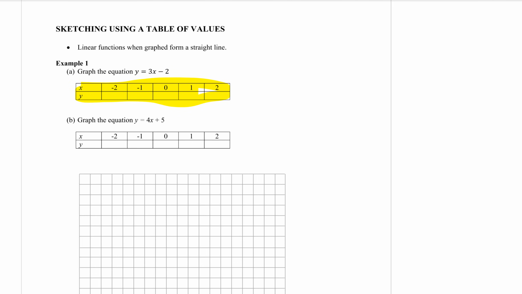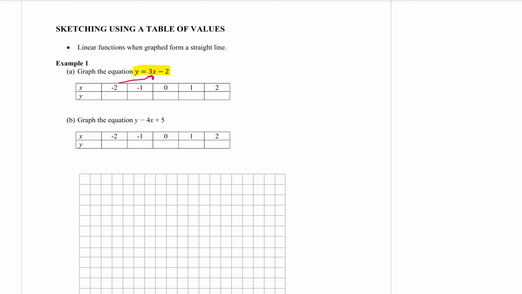You have an X and a Y down the end here, and we're pretty much always going to use these exact same X values: -2, -1, 0, 1, 2. What we do is substitute those X values into the equation that we have been given. So our first equation is Y is equal to 3X minus 2.